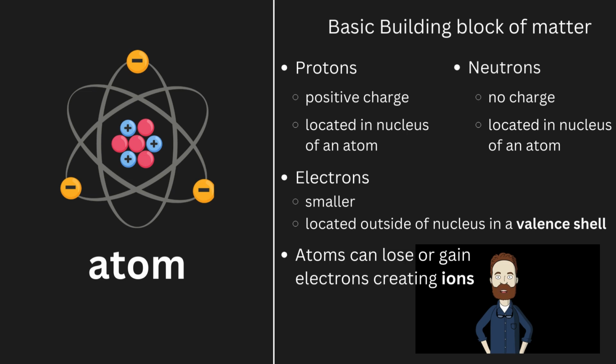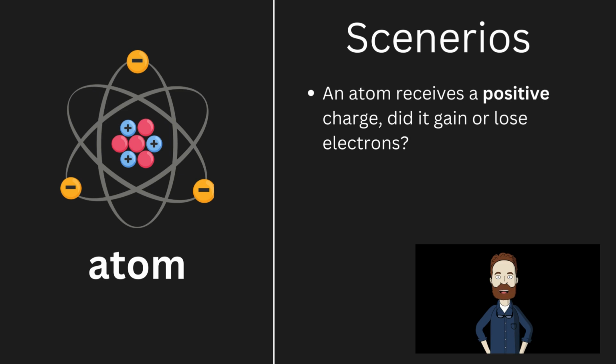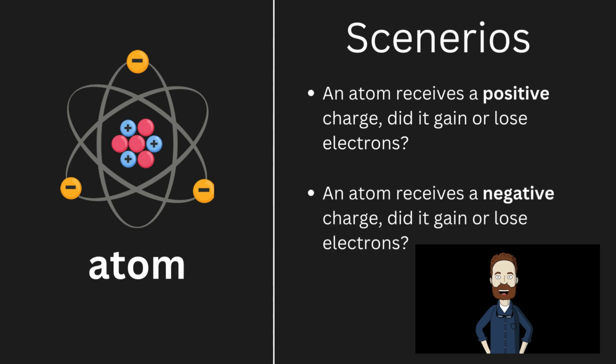Atoms can lose or gain electrons as well, which creates what we call ions. There are two types of ions: cations, which have a positive charge, and anions, which have a negative charge. Take a second to think about what happens to the electrons in both of these scenarios. When an atom obtains a positive charge, would you expect it to have gained or lost electrons? What about when an atom obtains a negative charge? Pause the video and see if you can come up with these answers.